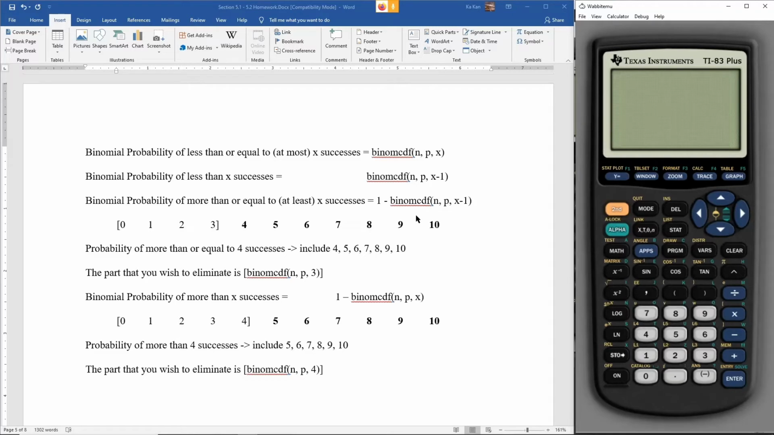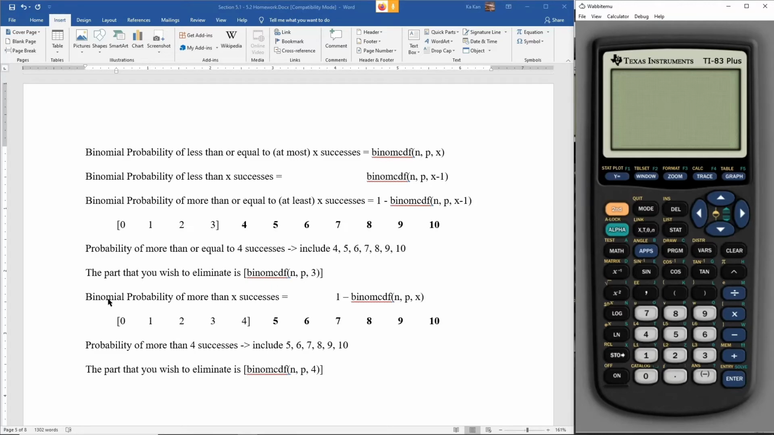The problem is binomial CDF tells you the left-hand side, not the right-hand side. So here's what you got to do. I will take 1. 1 is 100%, the whole thing. Subtract the part that we want to eliminate, 0 to 3. Well, how do you do it? It's binomial CDF(n, p, 3). So therefore, you have to do 1 minus binomial CDF(n, p, x minus 1), not 4, but you have to take 1 away from 4 to get to 3 in order to produce this.